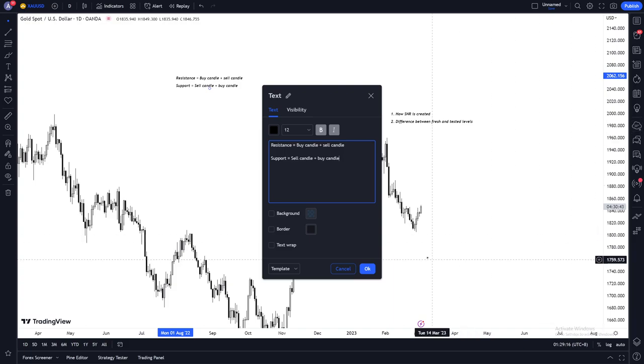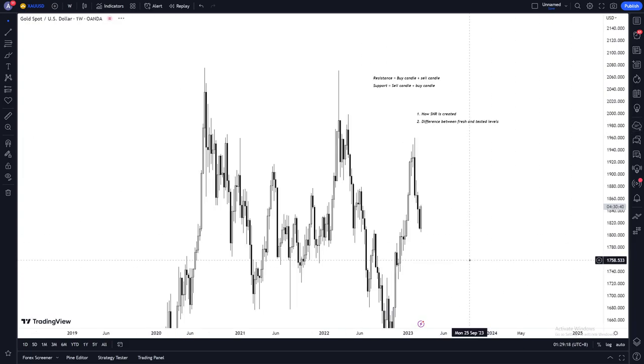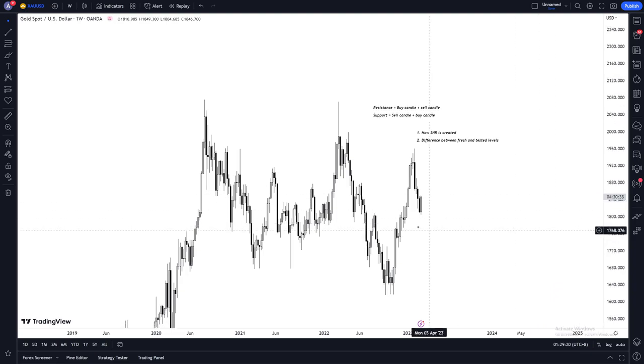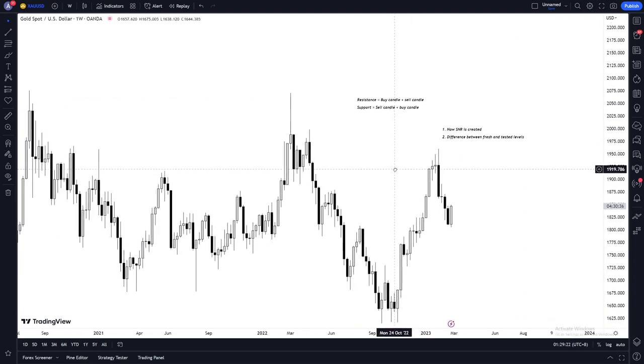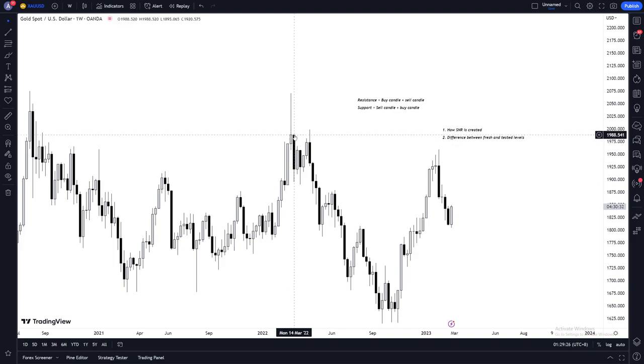So let me go and give you an example. I think it's best we look at the weekly because there are fewer candles for us to look at. All right, cool. So resistance. What do I say? Buy plus sell candle. Once this sell candle has closed, this has created a resistance. So how do we draw it?